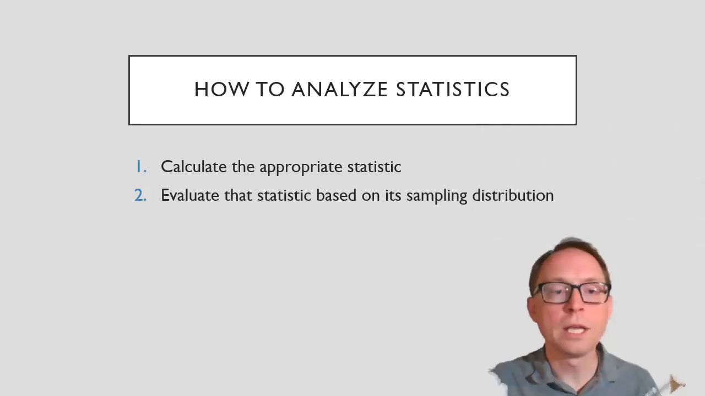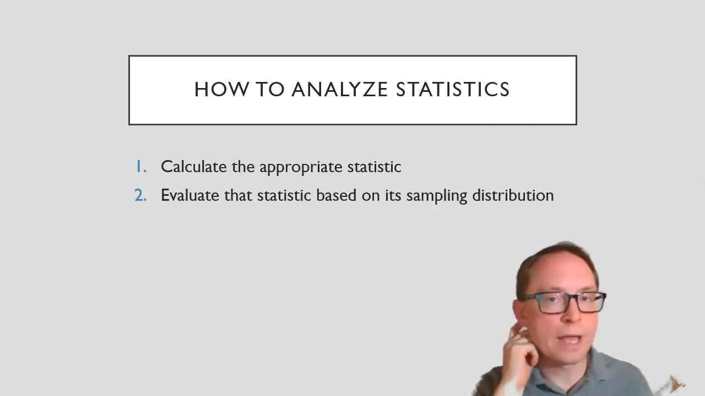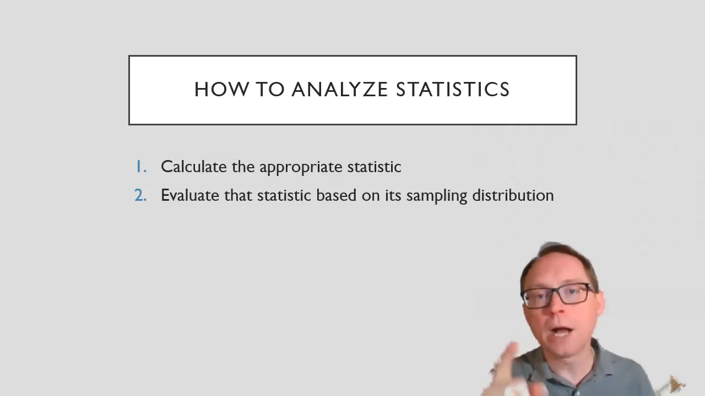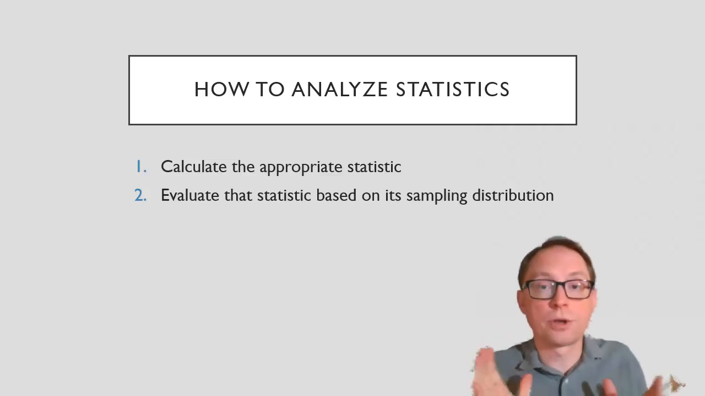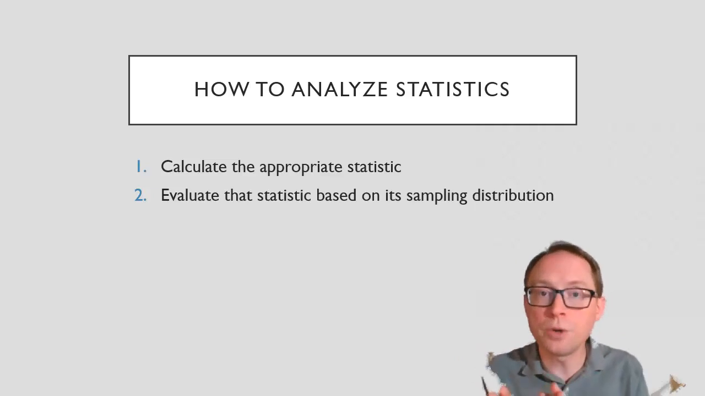So let's move forward with this. This is the first two steps of how to analyze statistics. And boy, these basic two steps, these are everything, right? So number one, you calculate the appropriate statistic. You got to know what statistic you're going to run. That depends on how many variables there are. That depends on whether they're categorical or continuous. That depends.